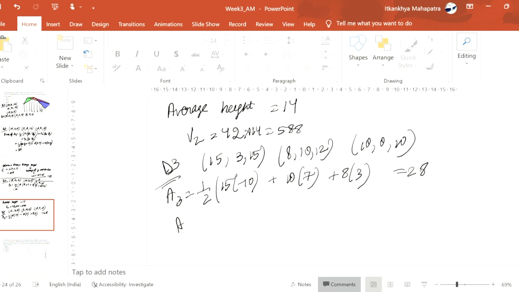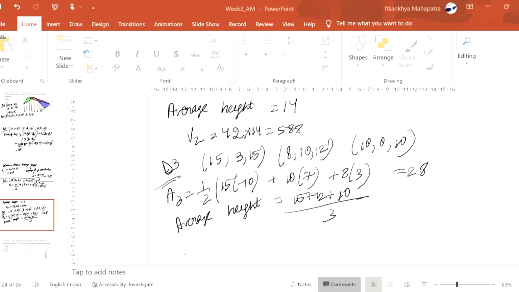Now average height will be the z coordinates average, 15 plus 12 plus 10 by 3, is equal to 37 by 3, is equal to 11. Now volume of the third triangle will be A3 into H3. This will be 28 into 11 is equal to 308.